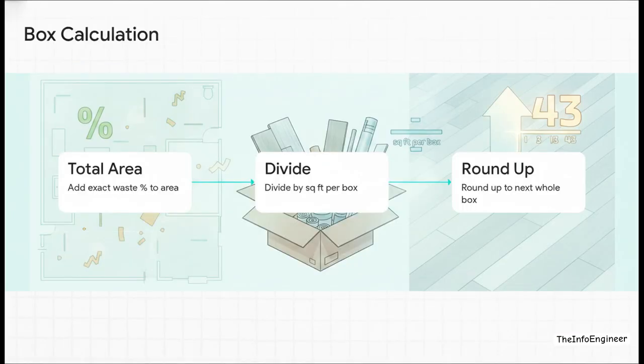So here is your totally foolproof 3-step procedure to guarantee your purchase order is perfect. Step 1, take your total area and add your highly specific pattern-based waste percentage. Step 2, look at the manufacturer's spec sheet and divide your total area by the square footage contained in a single box. And step 3, always round up to the next whole box. If the math says you need 42.1 boxes, no question, you order 43.